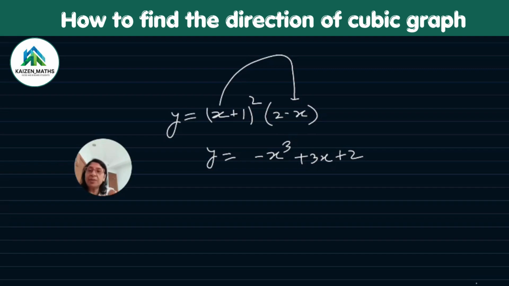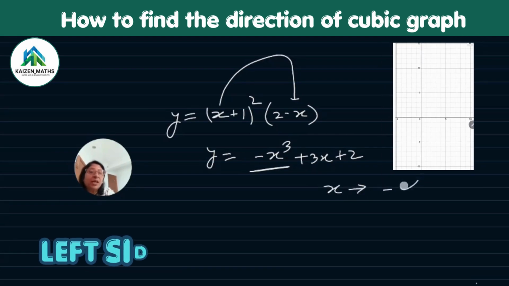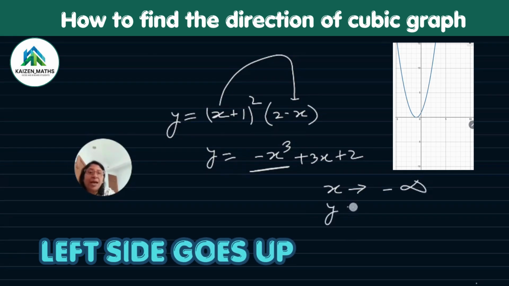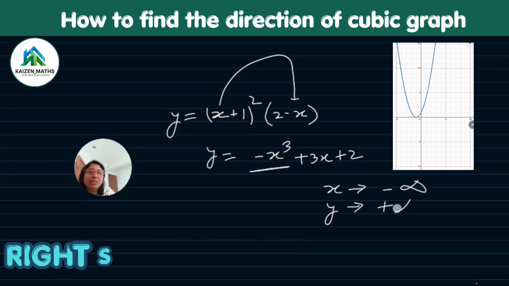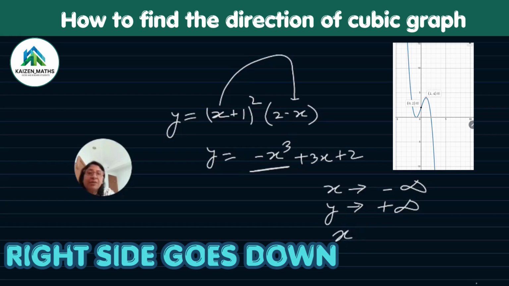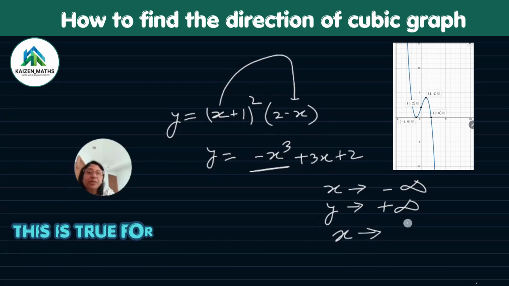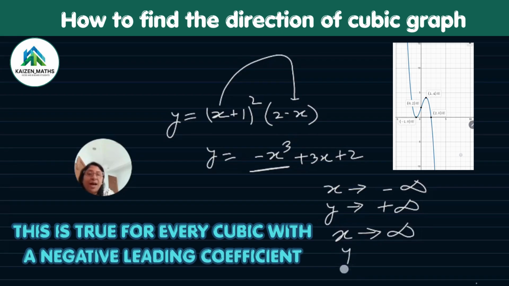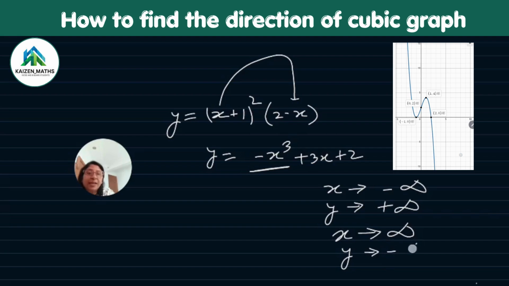For the graph, we will look at this part, that is the value of a. Here the value of a, that means the coefficient of x cube, the leading coefficient, is negative, right? If this is negative, what will happen? When x approaches negative infinity, y approaches positive infinity. Similarly, when x approaches positive infinity, y approaches negative infinity.